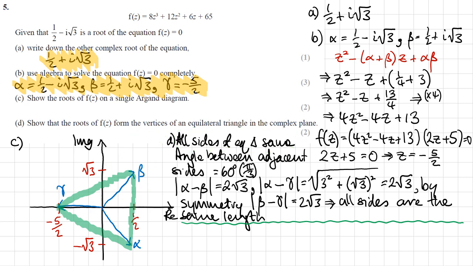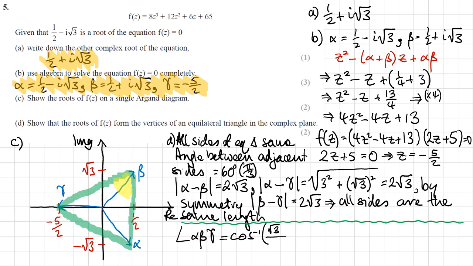Okay, so we'll start by looking at angle alpha, beta, gamma. That's this angle up here. And I can just use simple trigonometry to work out this angle here. And that's going to be the cos inverse of the adjacent to that angle, which is going to be root 3. So we're looking at this side here, root 3, divided by the length of the hypotenuse here, which we found is 2 root 3.